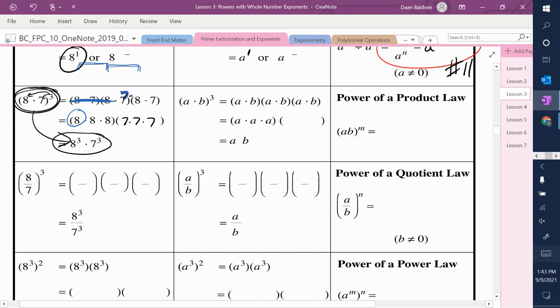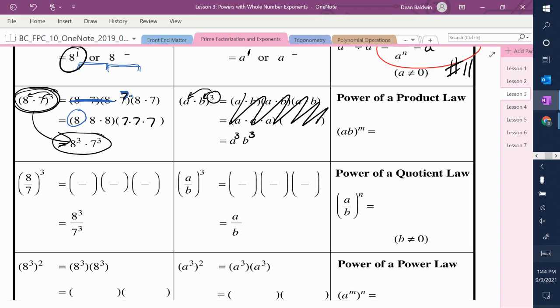Okay? So if I have AB cubed here, what is my answer? Where does this 3 go? It goes to both exponents. So it should be A cubed, B cubed. If you have an exponent on the outside of brackets with 2 terms, or 2 coefficients, or 2 variables, the exponent goes to both. This is the power of product law. So this would be A to the M, B to the M.